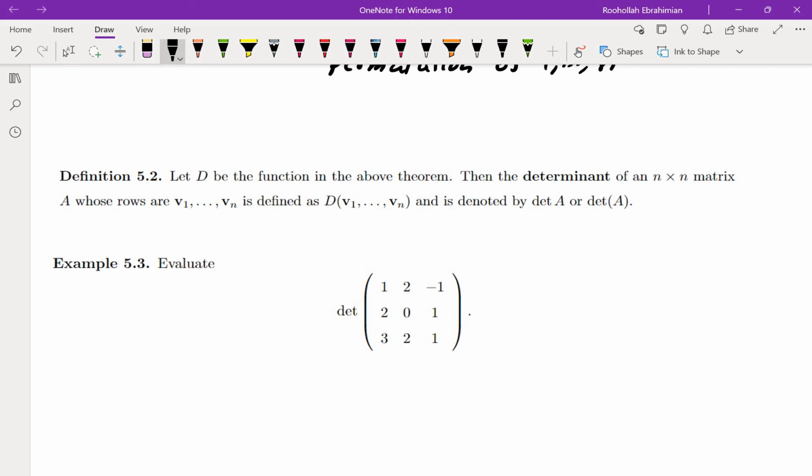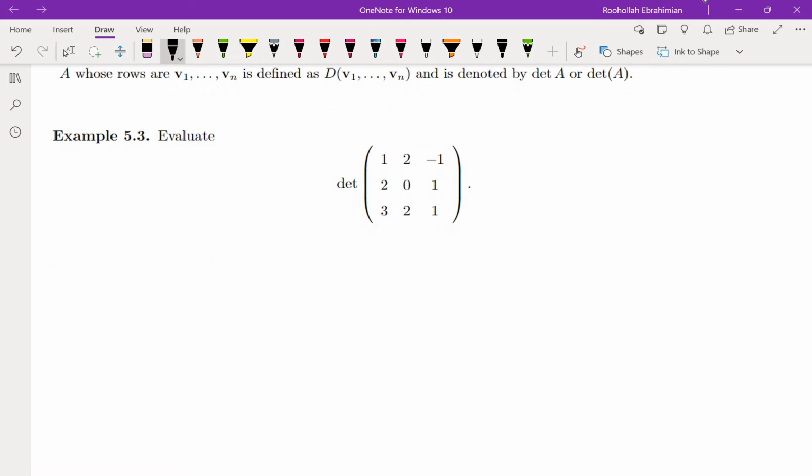Now this function is called determinant. So finally we were able to actually define this determinant. Let D be the function in the above theorem. Then the determinant of an n by n matrix A whose rows are v1 through vn is defined as D of v1 through vn and is denoted by determinant of A. So let's use those properties of D and evaluate this determinant.